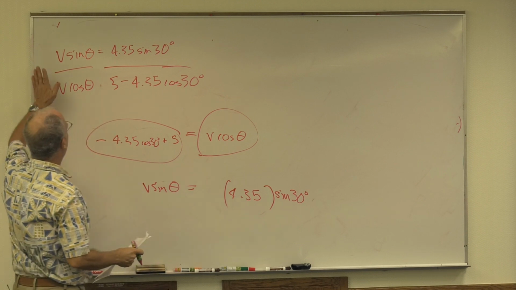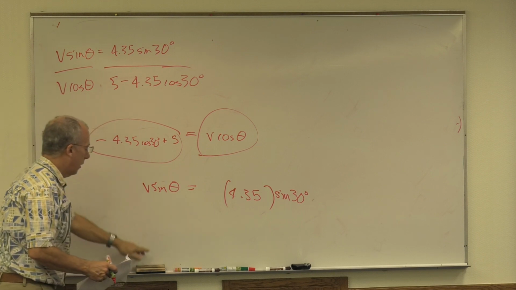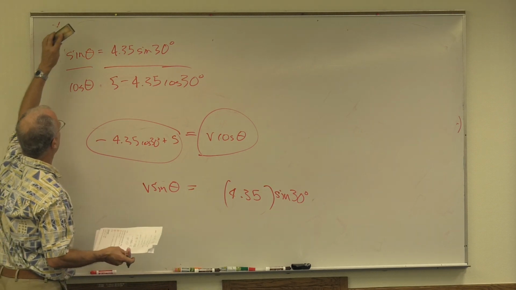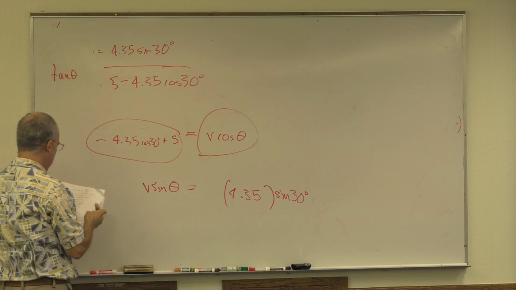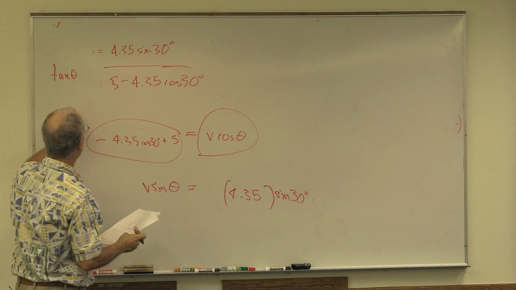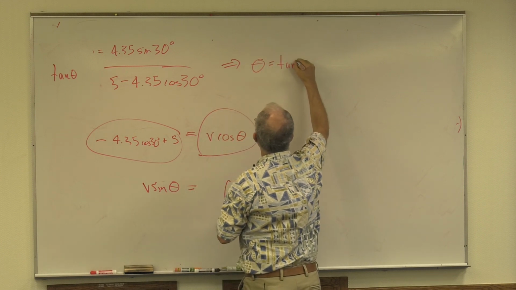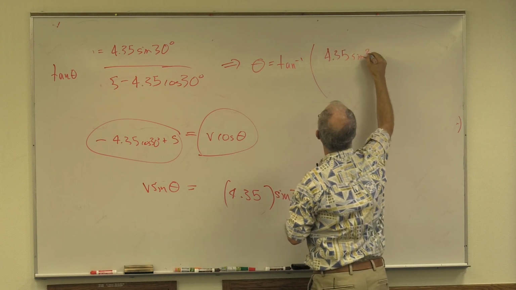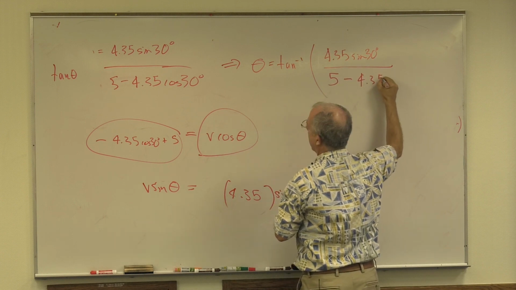We didn't cheat. Now, here's the beauty of it. Here you have a v and a v. What can you do to those v's? They divide out. And then what's sine over cosine? It's tangent. Okay, but what we need is the angle, right? So therefore, what do you learn in trig? So theta then is equal to inverse tan of that mess: 4.35 sine of 30 all over 5 minus 4.35 cos 30.